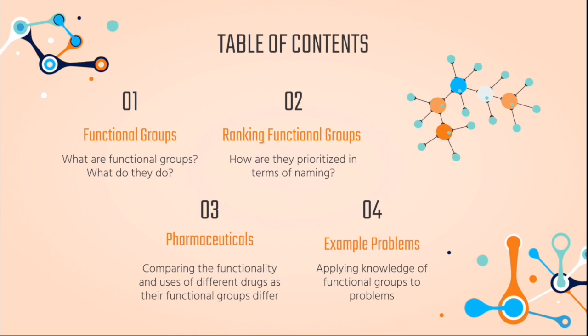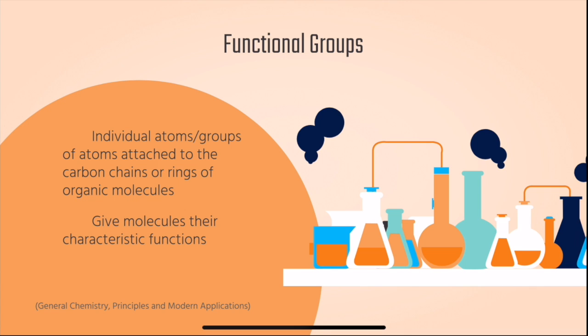functional groups. So all matter is made up of different simple and complex molecules and compounds. Functional groups are individual atoms or groups of atoms that are attached to the carbon chains or rings of organic molecules, and they give molecules their characteristic functions. So if two molecules have the same functional group, they're likely to have similar properties.